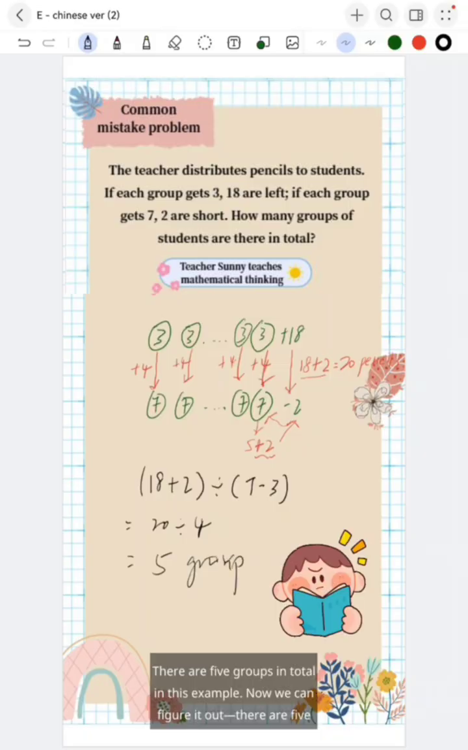There are 5 groups in total in this example. Now we can figure it out. There are 5 groups of students.